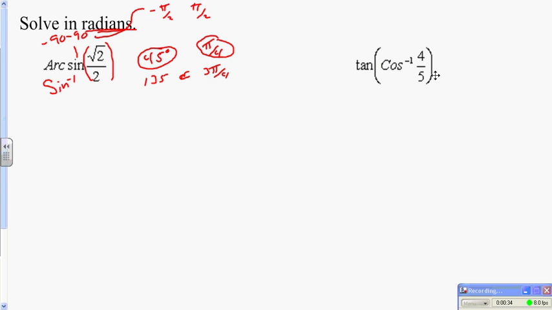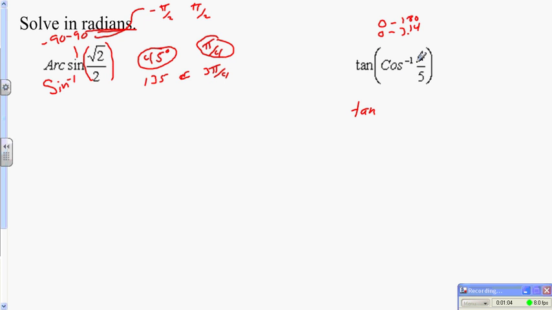cosine inverse of 4/5 is where we would use our calculator and take the actual cosine inverse of 4/5 here. Now remember, cosine is between 0 and pi, right? Or 0 and 360, or excuse me, 0 and 180. And pi we're going to say is 3.14.